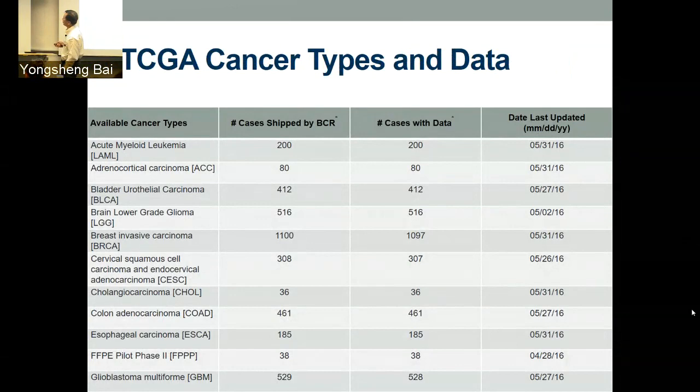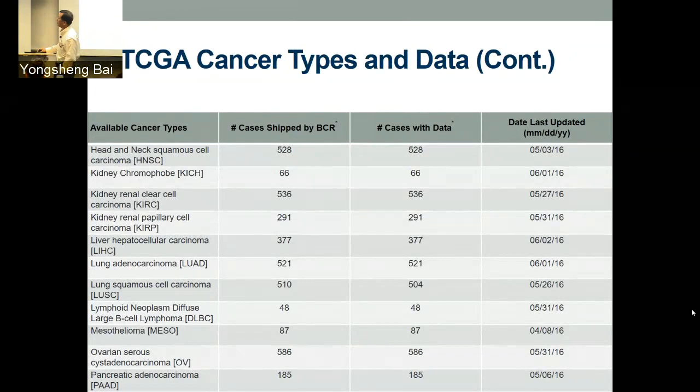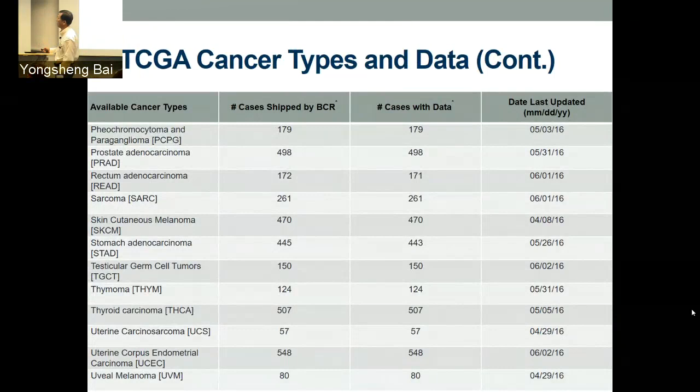This is a continuation of the cancer types. As we can see, this covers multiple cancers, and almost every area in the body has been determined. Some have lots of cases, and some don't, depending on availability. And this project is actually across the nation.